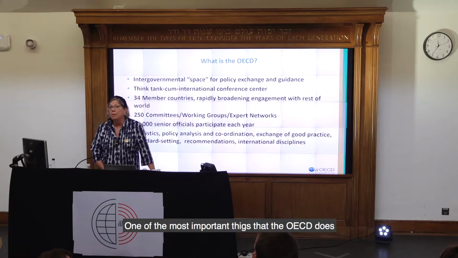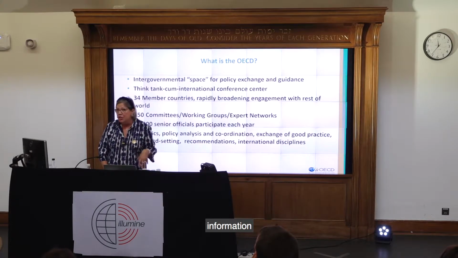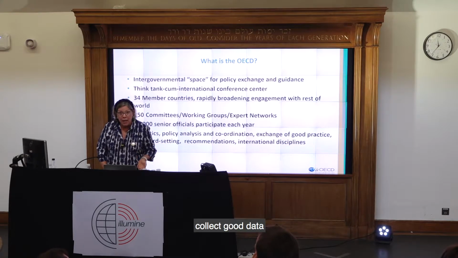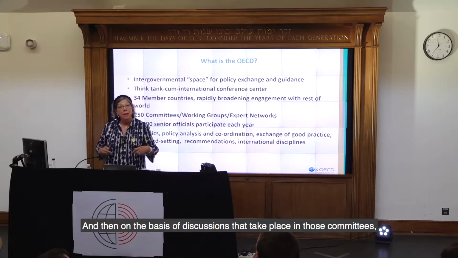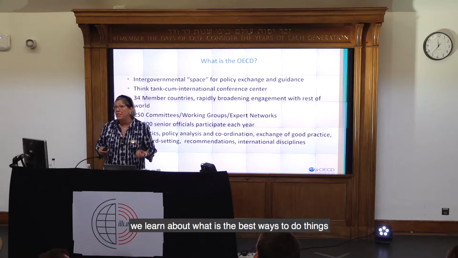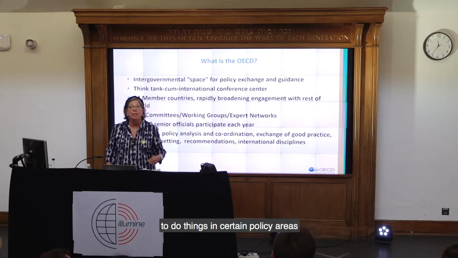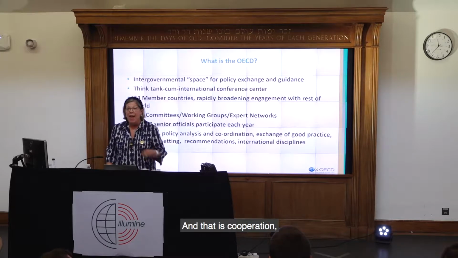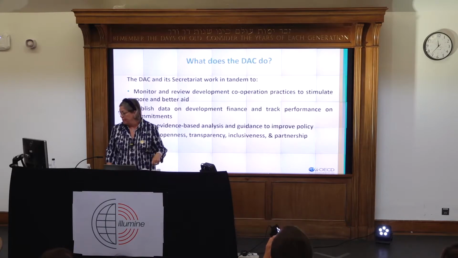And one of the most important things that the OECD does is establish information, collect good, comparable data, which enables them to analyze what's happening in member countries. And then on the basis of discussions that take place in those committees, we learn about the best way to do things. And sometimes we're able to get agreement across all the members for everybody to do things in certain policy areas in the same way. And that is cooperation, that's multilateral, and that's the OECD.